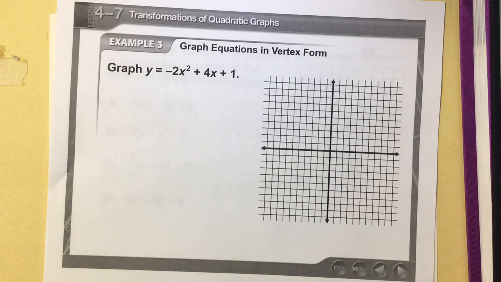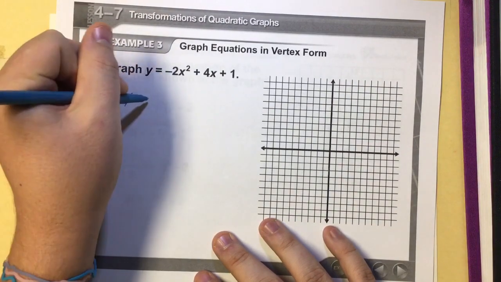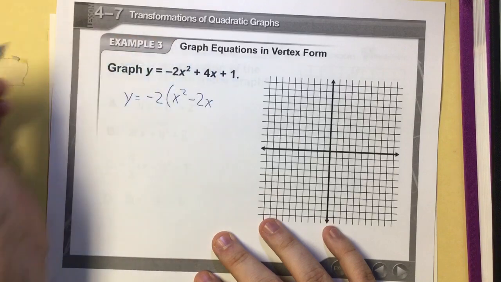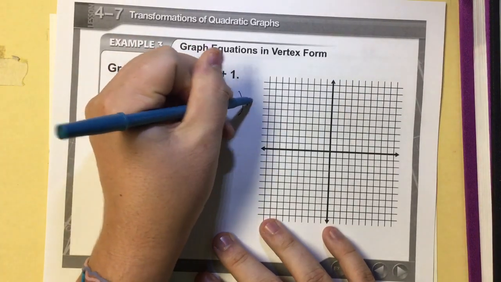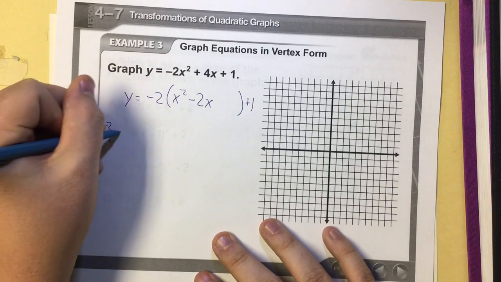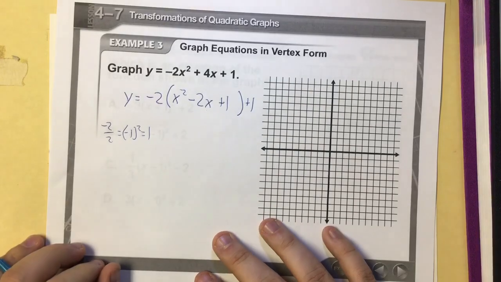All right, here is actually graphing one. First, we need to write this in our vertex form. So I'm going to do y equals, factor out my -2, x squared minus 2x, leave some room, plus 1. I'm going to do half of -2. -2 over 2 is -1. -1 squared is 1. So I'm going to add 1 right here.